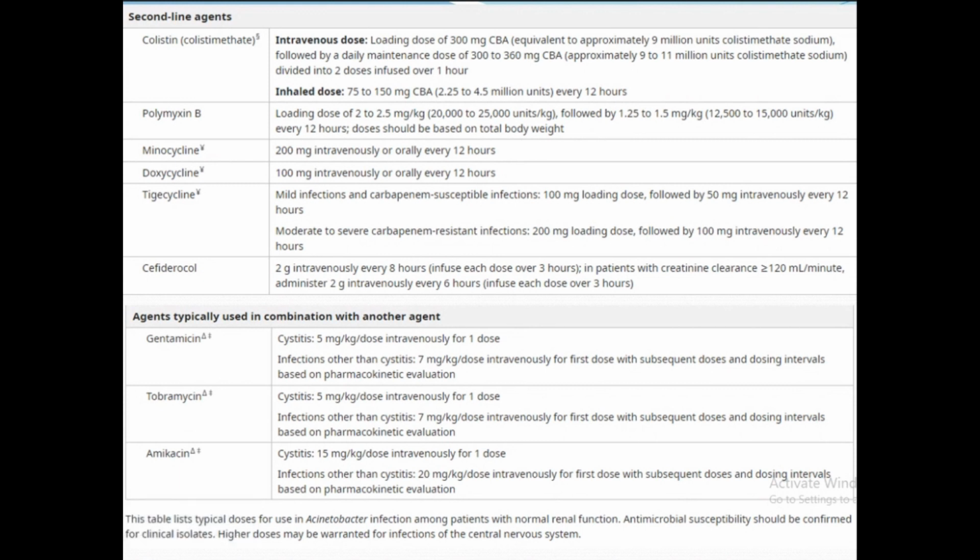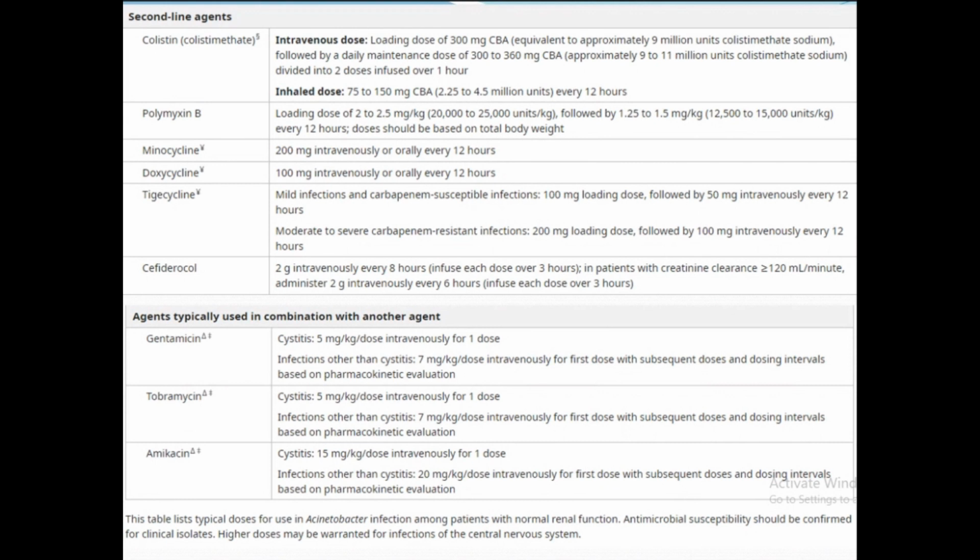Alongside, colistin or polymyxin B won't have that much penetration in the lungs. If the patient has pneumonia and an Acinetobacter is found, colistin doesn't reach the lung tissues that well. So another route of giving is through nebulization. We can give nebulized colistin as well.